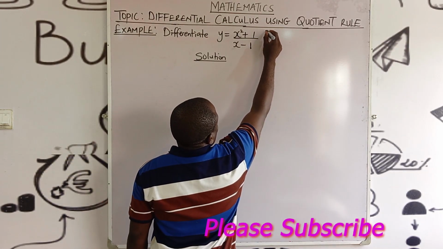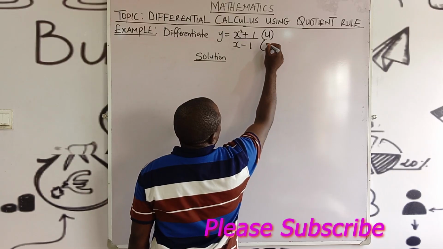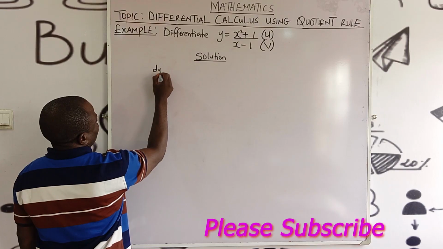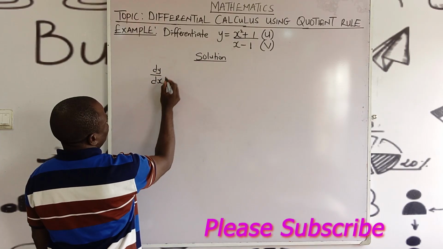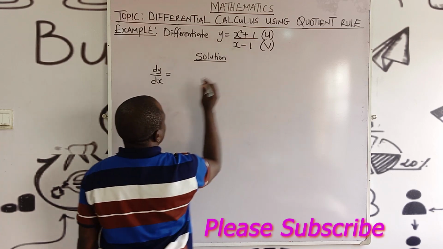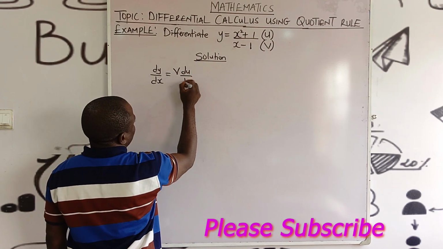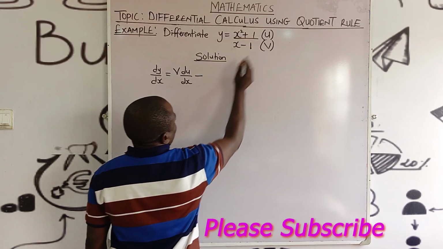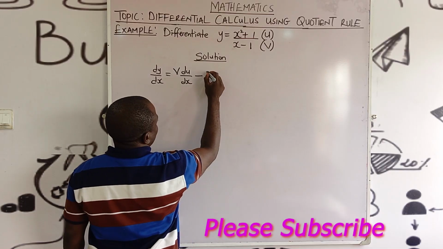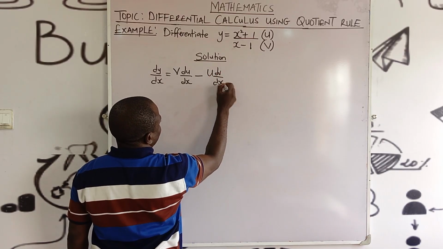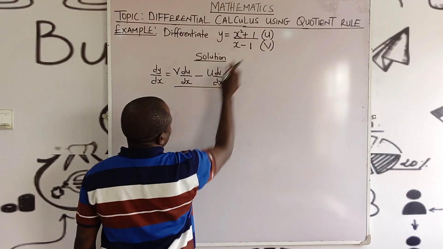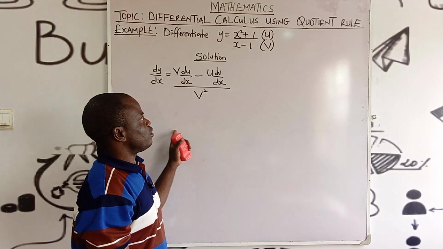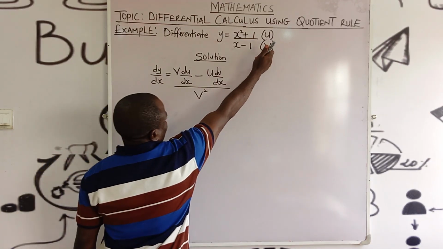The numerator stands as the u, letter u, and the denominator as letter v. You now have dy over dx equals, you keep v and differentiate u, v du over dx. Because of this division, you now put minus, keep this u and differentiate v, u dv over dx, over v squared. This is the general formula for quotient rule. Please take note, I'm going to square the denominator, v squared.